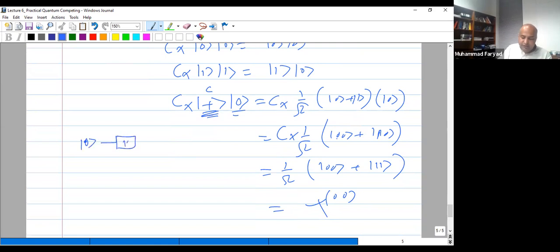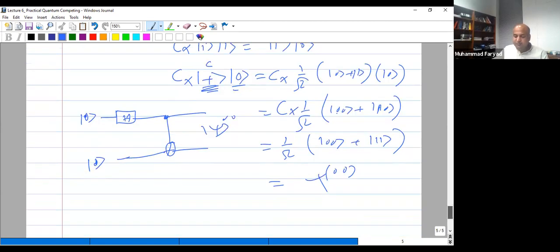an entanglement circuit written like this: when I apply Hadamard on this 0, it becomes plus, and then I apply a C-NOT on it, with the target let's say in 0 state. At the output, I get this entangled state psi 0, 0. So if your control is in superposition, you get an entangled state.